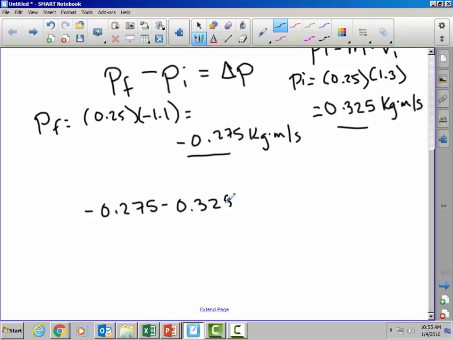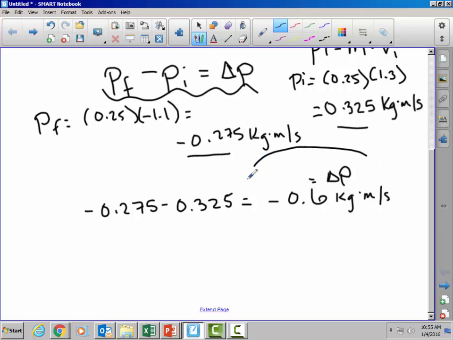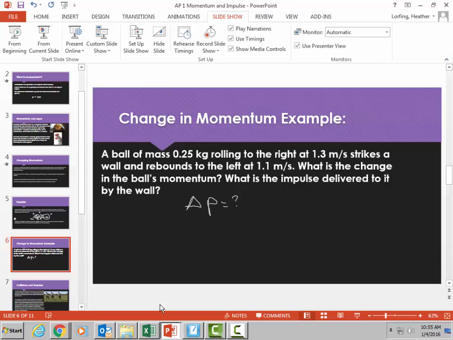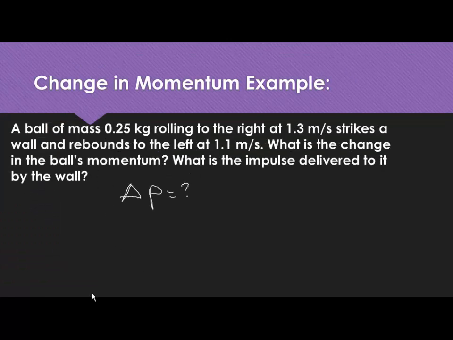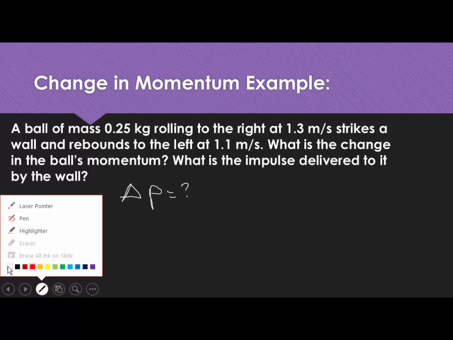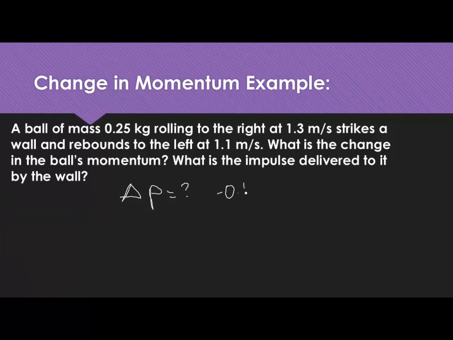To find our change, negative 0.275 minus 0.325. So that is negative 0.6 kilograms times meters per second. This is our change in momentum, right? Or our difference in momentum is this value. So let's go back to our PowerPoint. Okay, change in momentum, negative 0.6 kilograms times meters per second.